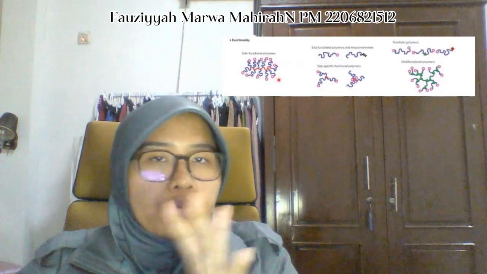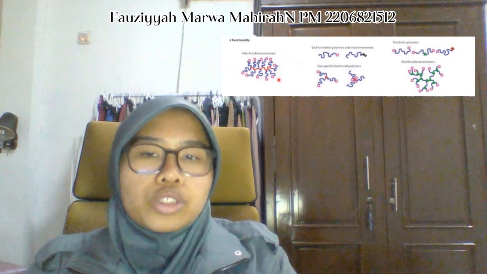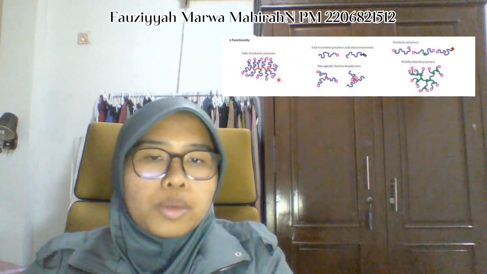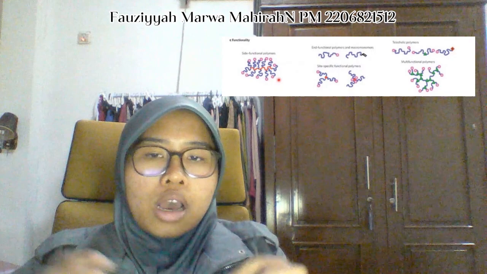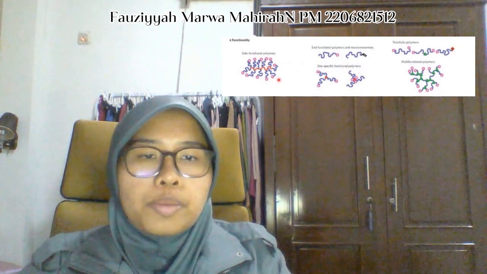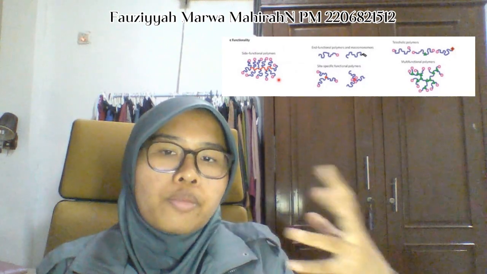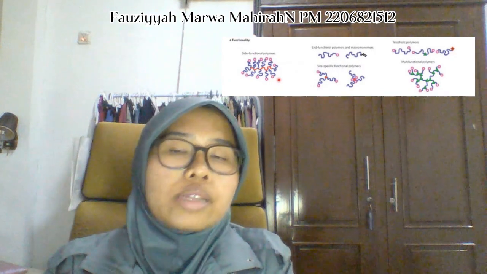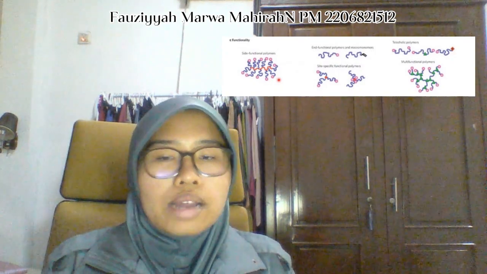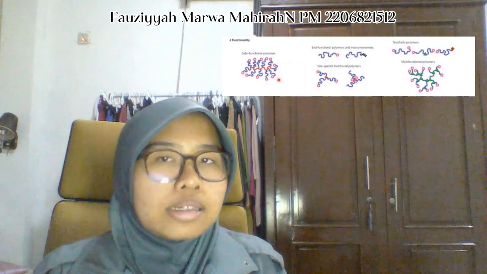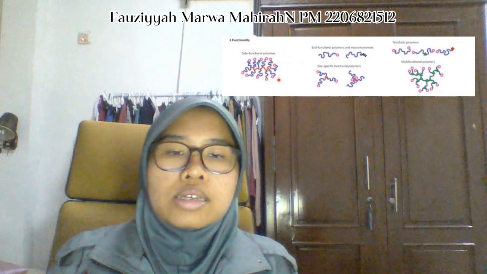For the last one, we have the functionality of polymers. I've got 5 types in here. The first one is side-functional polymer. A side-functional polymer is a type of polymer in which specific functional groups are attached onto the side chains of the polymer backbone. This has various purposes, such as modifying the polymer properties, enabling specific chemical reactions, or providing sites for further chemical modification. So basically, side-functional polymers are designed to have enhanced reactivity compared to unfunctionalized polymers.